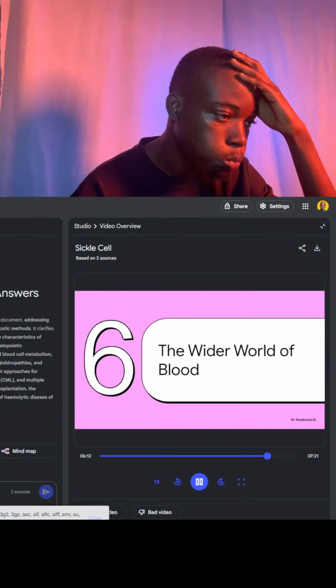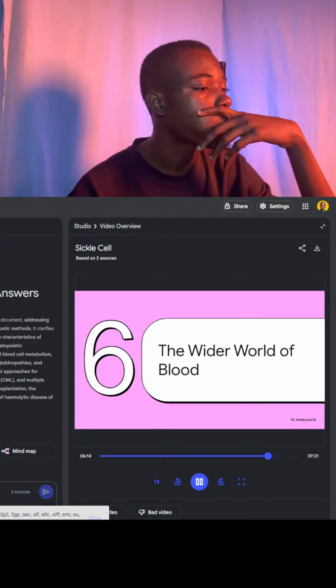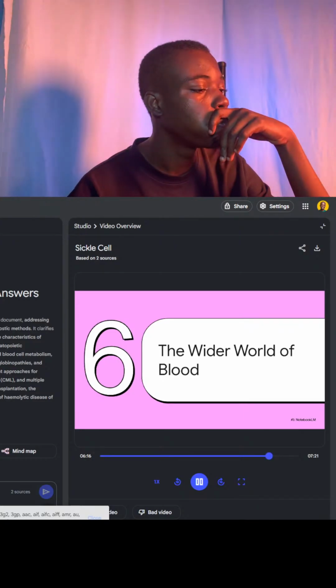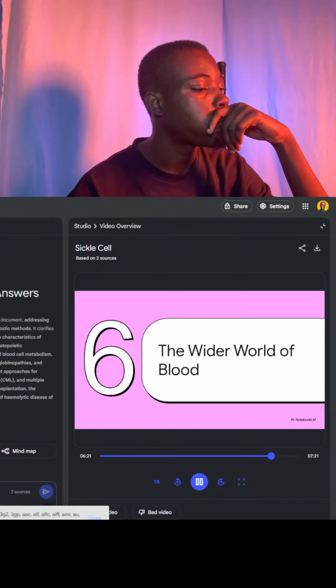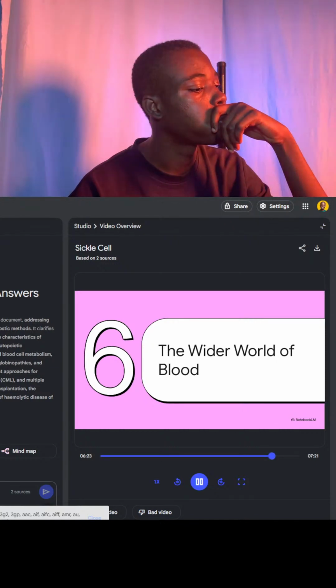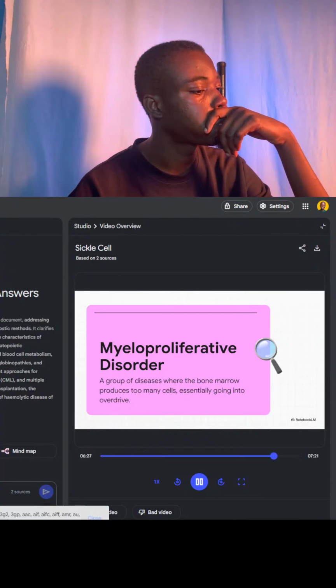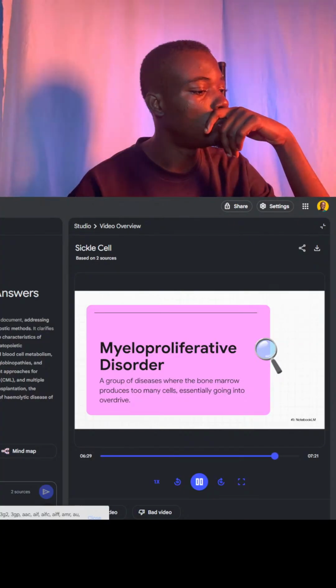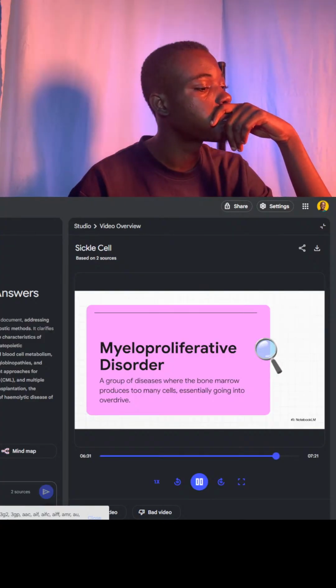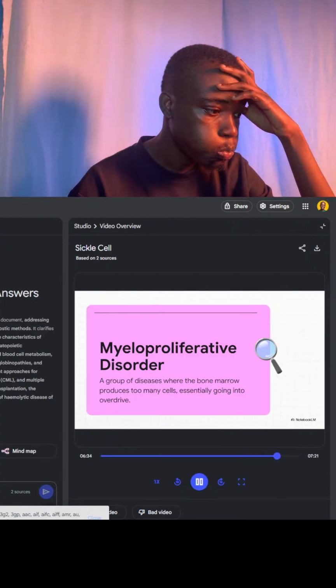So we've seen that sickle cell is basically a quality control problem in our body's blood factory. But that factory can have other issues too. What happens if it's not a quality problem, but a quantity problem? Well, in conditions called myeloproliferative disorders, or MPDs, the factory literally goes into overdrive. The problem isn't the quality of the cells being made, it's that it's churning out way, way too many of them.